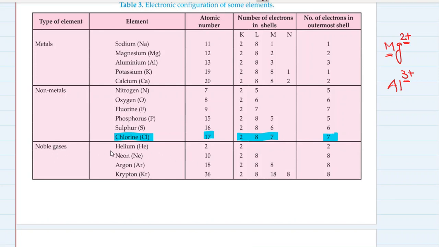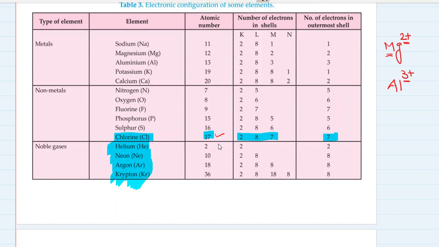So I would like you to observe all the noble gases and find out which noble gas is the nearest one to chlorine. Now to find that out, I would want you to focus on the atomic number. What is the atomic number of chlorine? 17. See, atomic number is equal to the number of protons, which is equal to the number of electrons present in any atom of any element. Okay, you know this, you have studied it in class 9th.